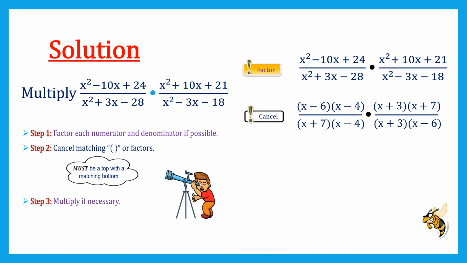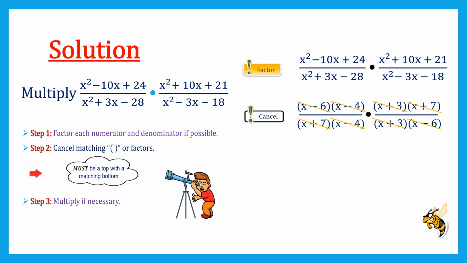Now I need to cancel. And remember, it has to be a top with a matching bottom, and it could be in any expression. So the first one is x minus 6 in the top, and there's also one in the bottom, so they cancel out. X minus 4 in the top, and there's one in the bottom, so they also cancel each other out. There's an x plus 3 in the top, and there's an x plus 3 in the bottom, so we have them cancel. Just like the x plus 7.